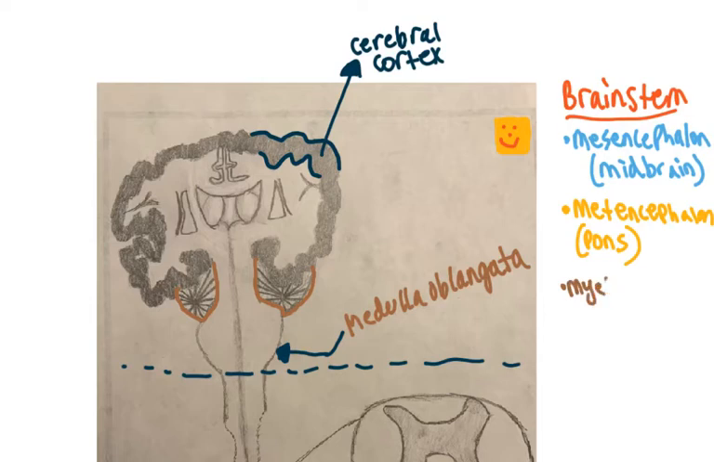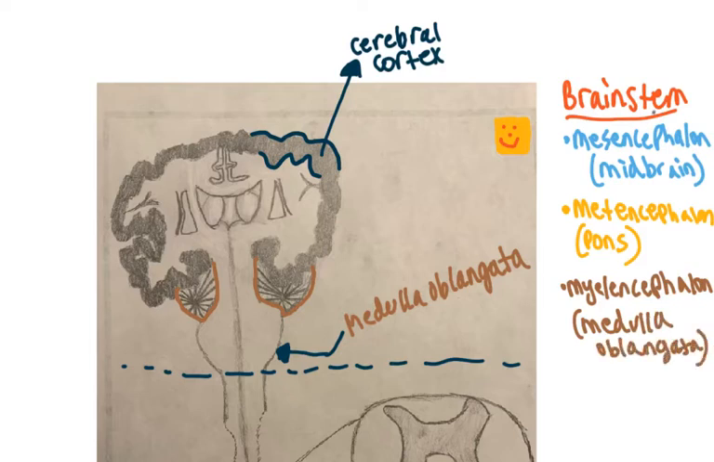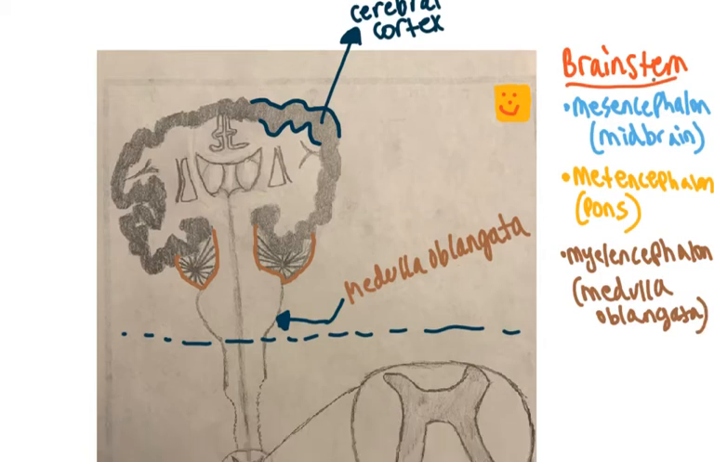Myelencephalon. And the myelencephalon, again, is also the medulla oblongata. So that's the parts of the brainstem real quick.